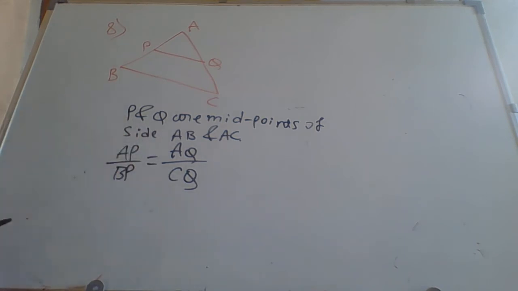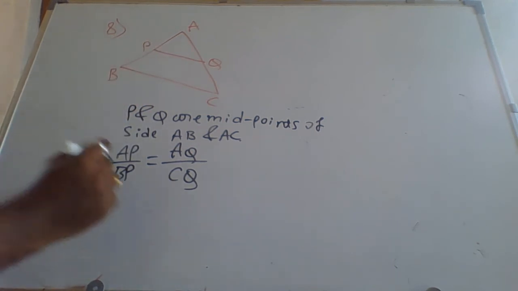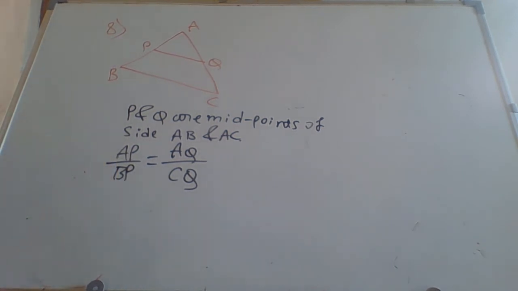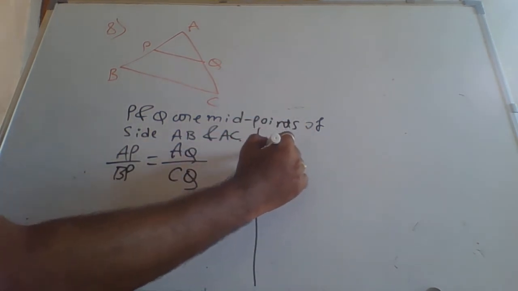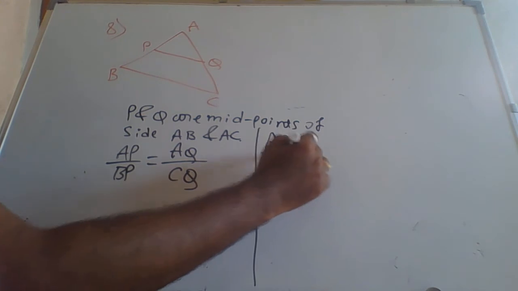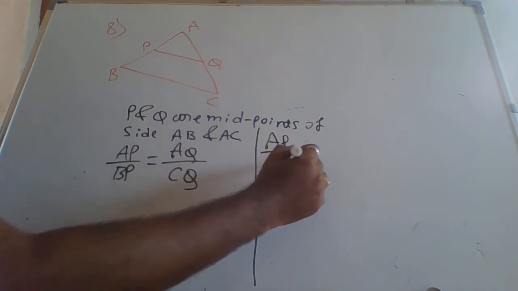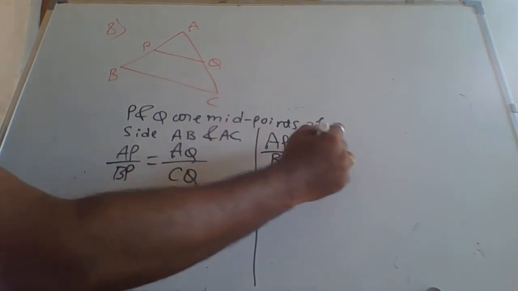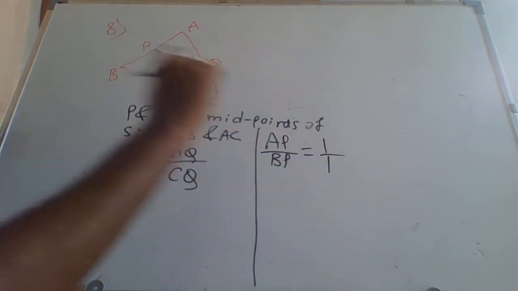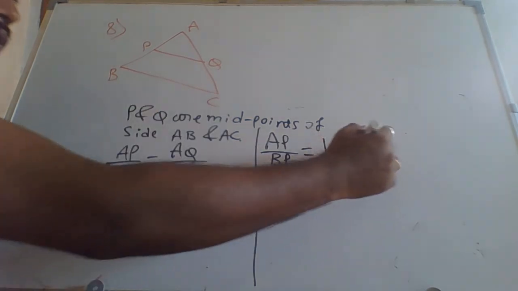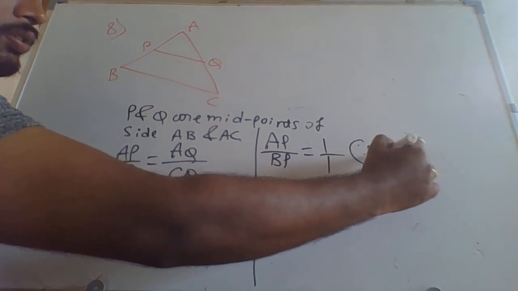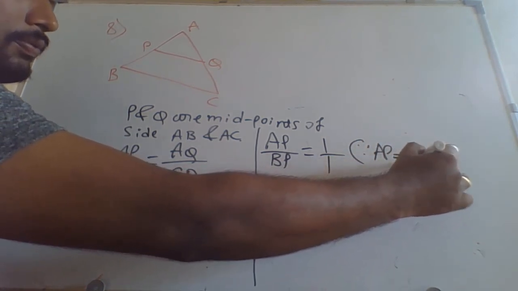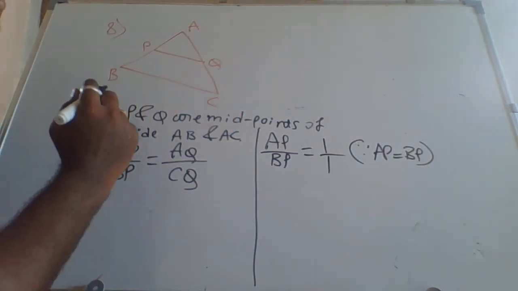Before writing it, these two sides are parallel. So what we can do here? First I will prove AP by PB. First I will consider AP by BP here, which is equal to, now we can write here 1 by 1. Why? Because AP is equal to BP.